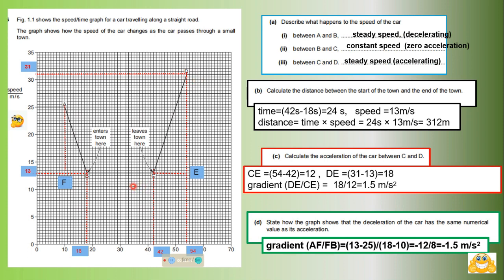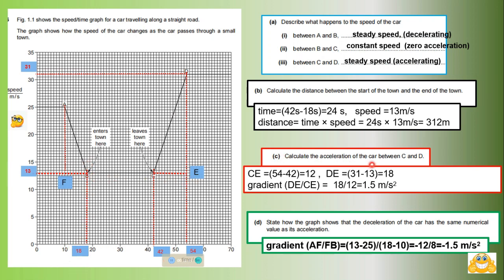Calculate the distance between the start of the town and the end of the town. Means calculate the distance traveled between B and C. So we can calculate the area under this graph, and the area will be the multiplication of these two sides. It represents a rectangle. So it is 42 minus 18, which is 24 seconds, and this length is 13. So distance will be 24 multiplied by 13, or you can calculate by this formula also. Distance is equal to time multiplied by speed. So time is 42 minus 18 and speed is here 13.